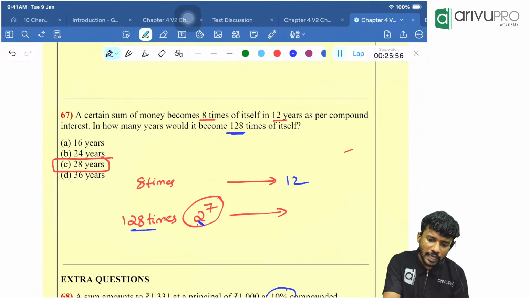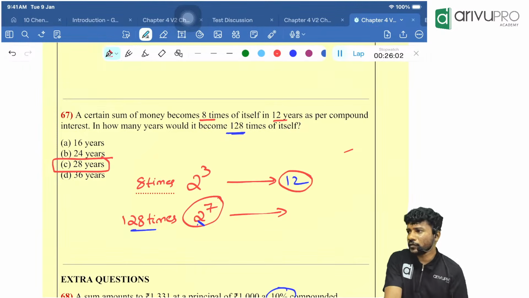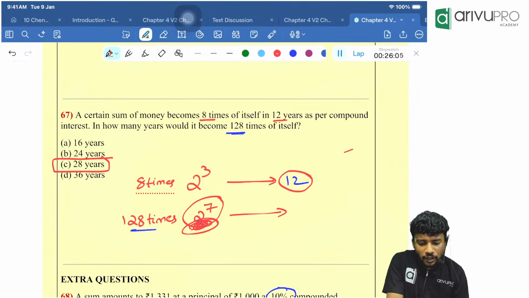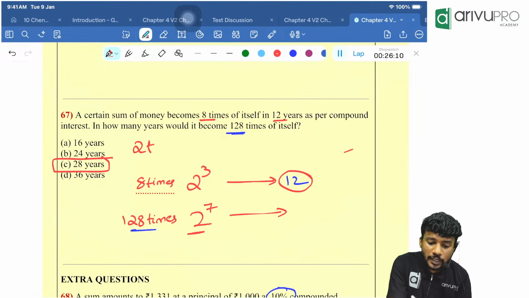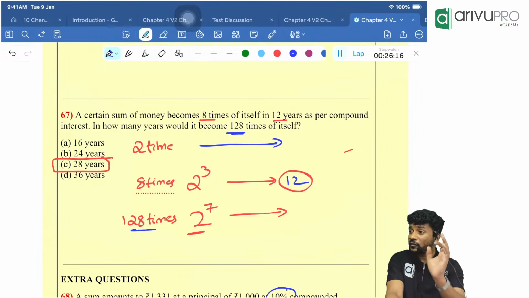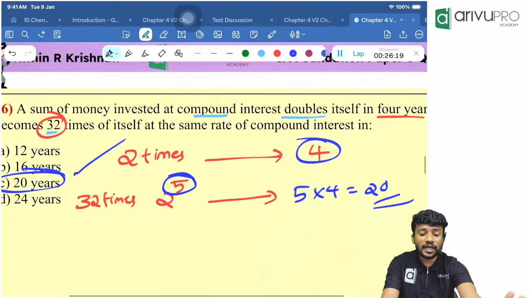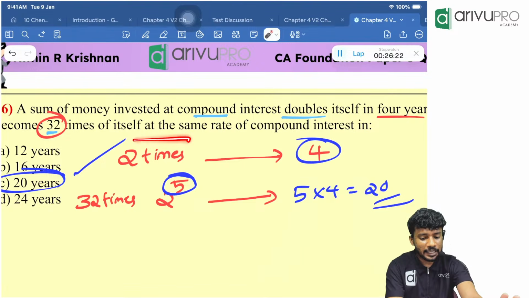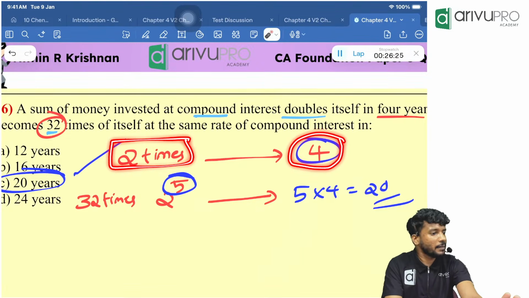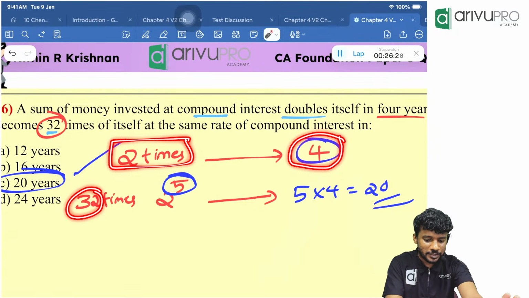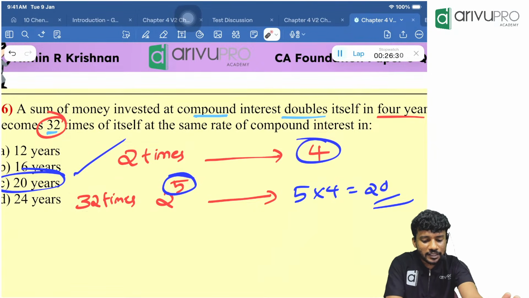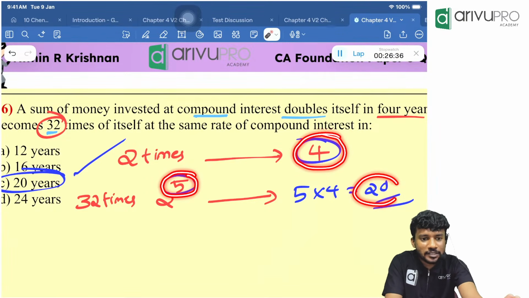I need to find the number of years. Before that, we have 2 power 3, or 8, becoming in 12 years. Now I want the base. The base is 2 over here. So I want to find in how many years 2 times will happen. I will use the reverse logic of what we have done over here. There we had 2 times happening in 4 years. Then they asked for 32 times, that is 2 raised to 5. How did I find this? I took the power, multiplied with the 4, and got 20.